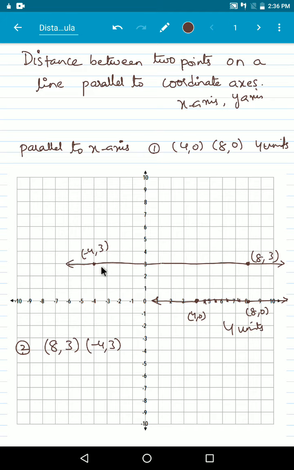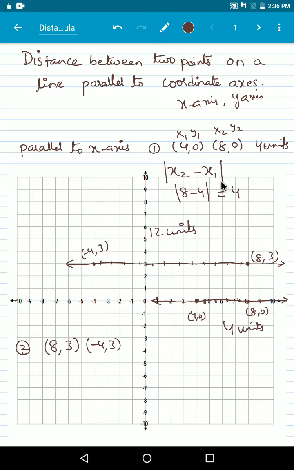So let us find the distance. Just count the boxes: 1 2 3 4 5 6 7 8 9 10 11 12. So 12 units. The distance between these 2 points is 12 units. Very easy, right? Or what we can do is we can just find the difference between the abscissas. See, x1 y1, x2 y2. What are abscissas? X values. So x2 minus x1, 8 minus 4 will give us 4.